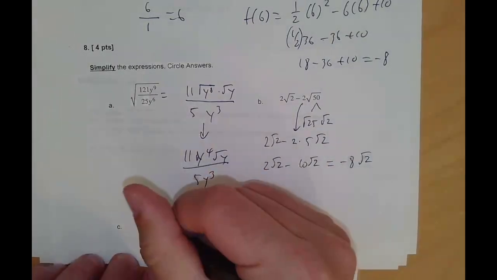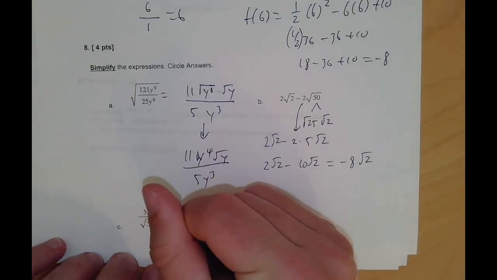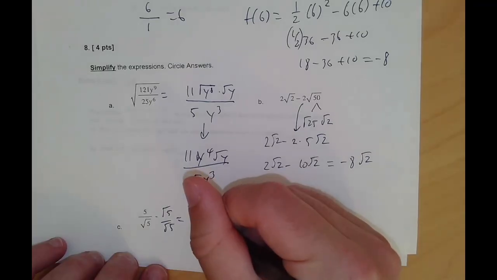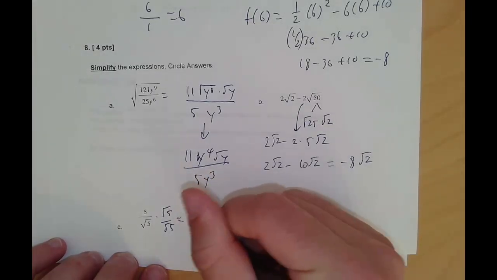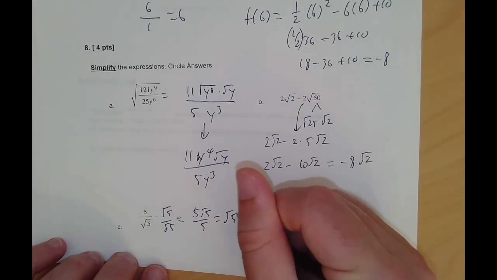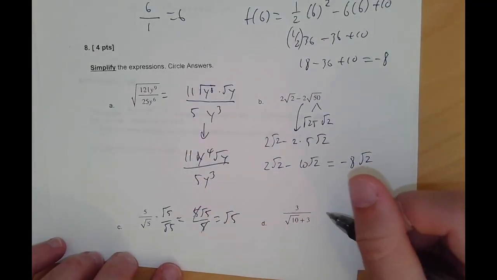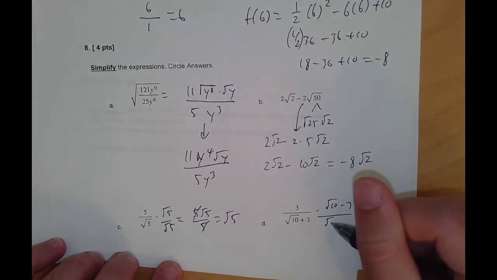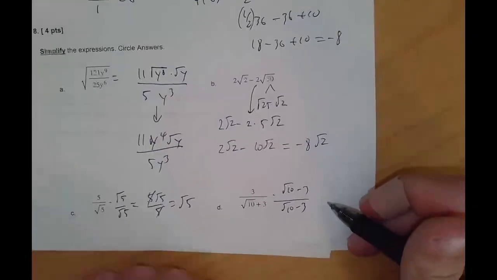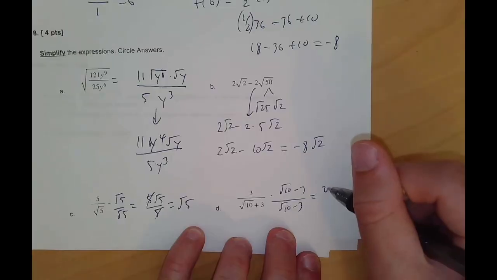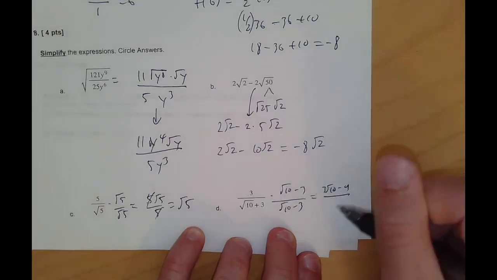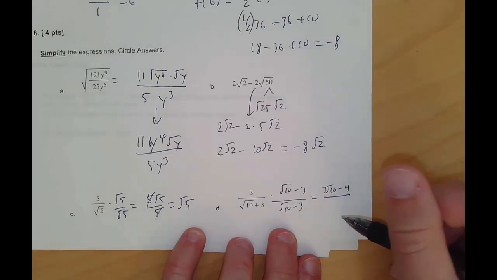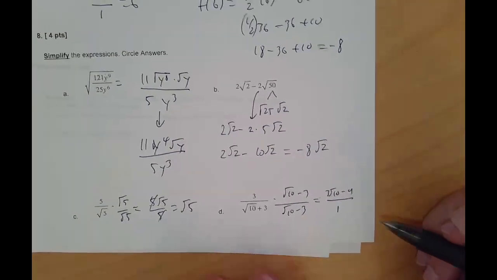Okay, here we're going to multiply by root 5 over root 5. This is called rationalizing, getting rid of that radical in the denominator. So we have 5 root 5 over 5, which is just root 5, because these will cancel. Here, we're going to multiply this by root 10 minus 3 over root 10 minus 3. That is 3 root 10 minus 9 over, this will be 1 on bottom.